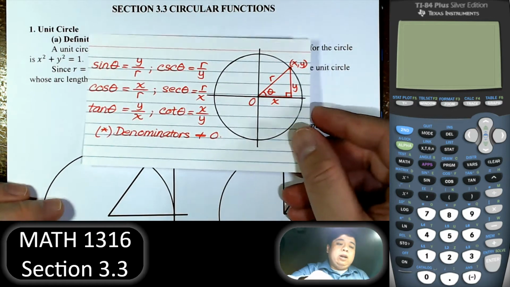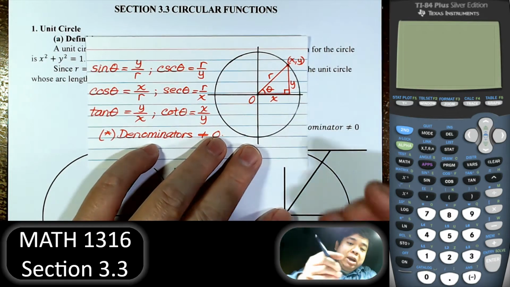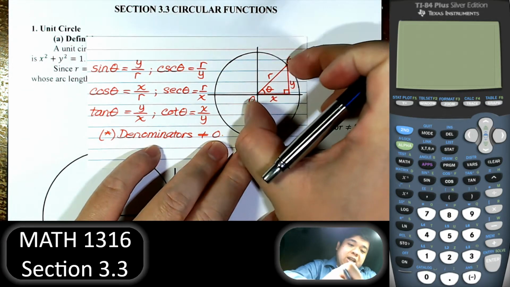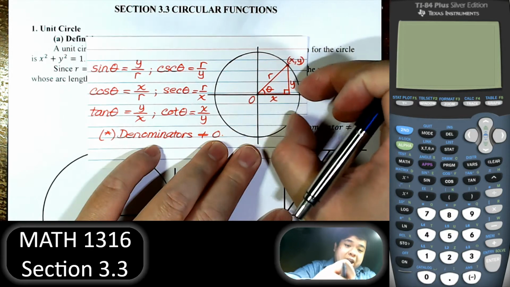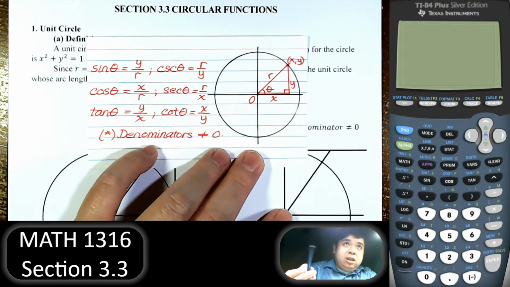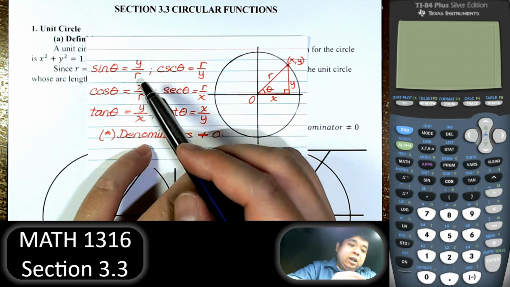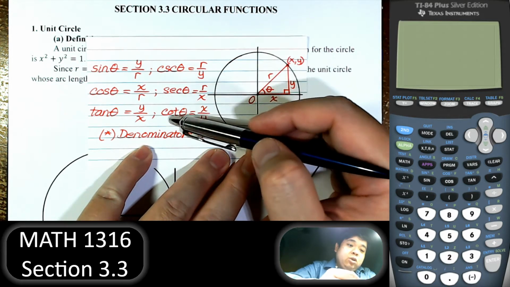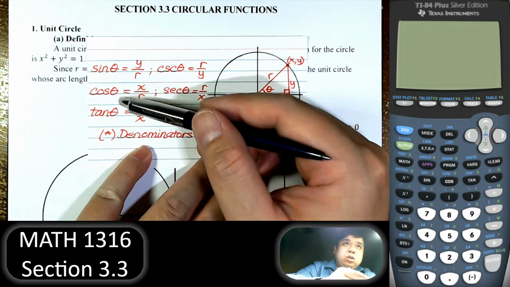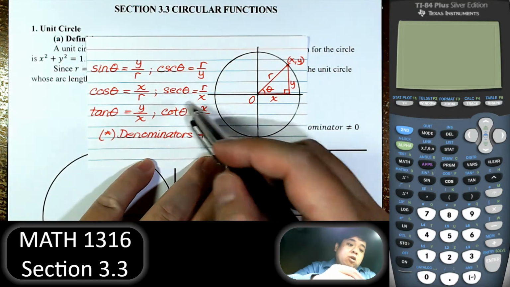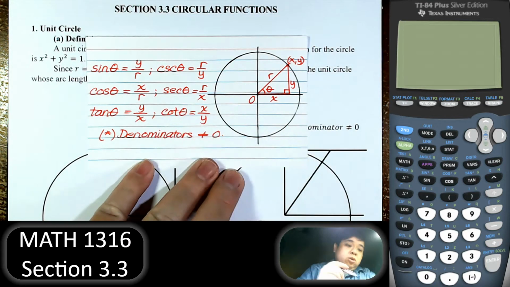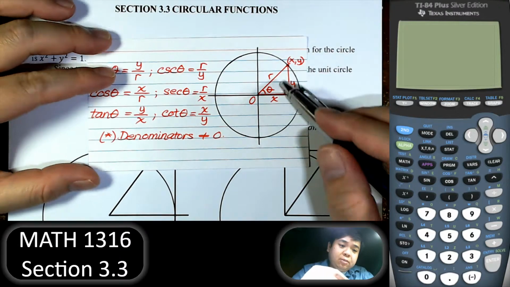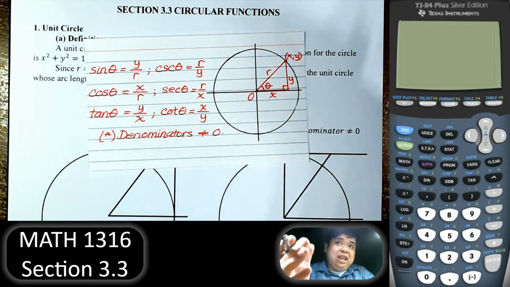In chapter 1, we defined them based on a point on any circle. We have the x coordinate, y coordinate, and the distance to the origin is r. So we have x, y, and r. With that, sine is y over r, cosine is x over r, and tangent is y over x. And cosecant, secant, cotangent are reciprocals of sine, cosine, and tangent respectively. Of course, when we define a quotient or a ratio, the denominators cannot equal 0. So that's how we define it on any circle.